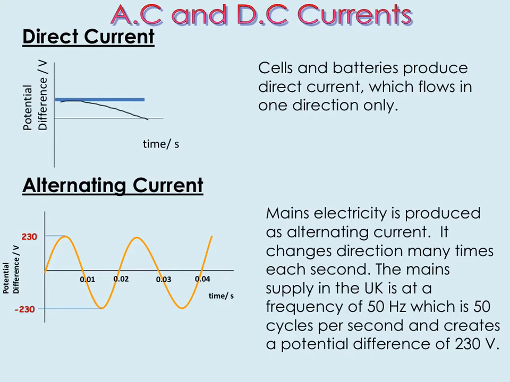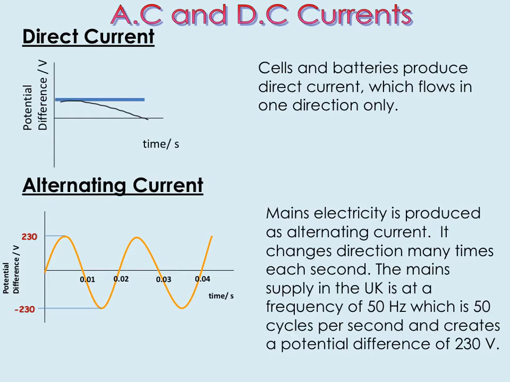So now we'll look at alternating current. Alternating current is produced by the mains electricity. It changes direction many times each second. When you look at the graph, you can see the idea that the alternating current is oscillating. Okay, so it changes direction many times each second. And you can see here that it goes through one complete cycle in about 0.02 seconds.